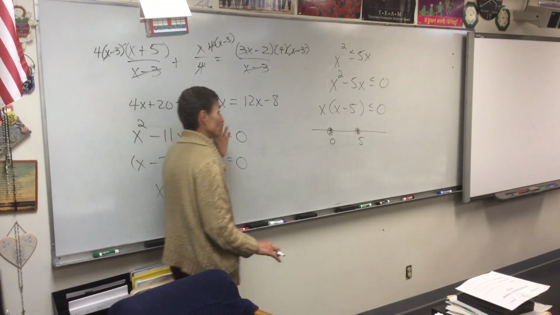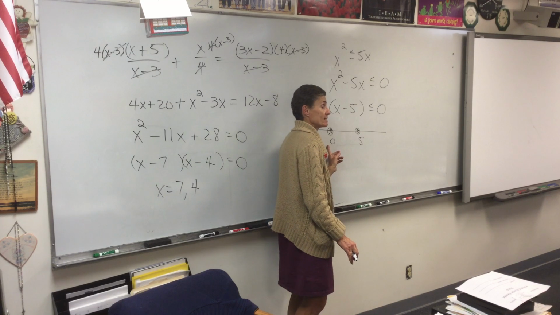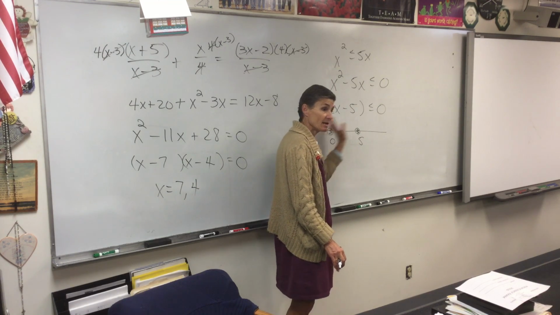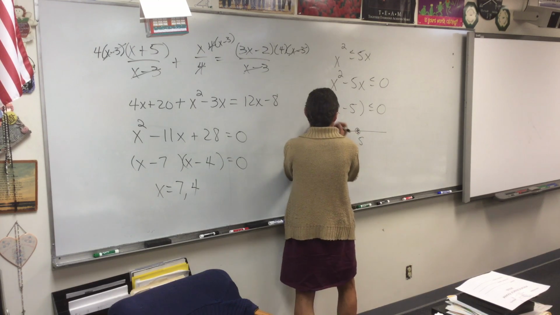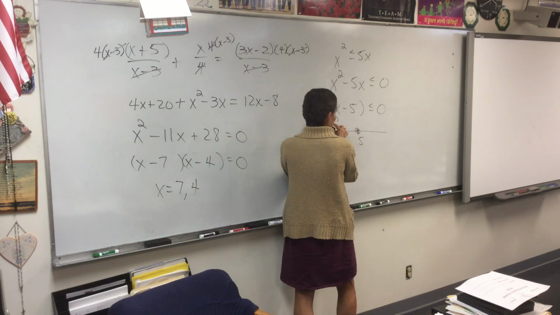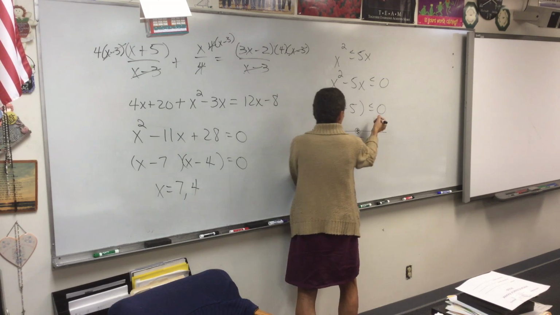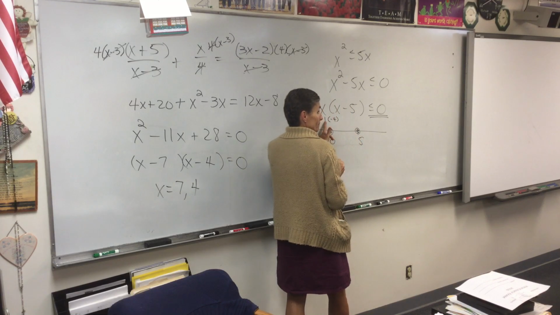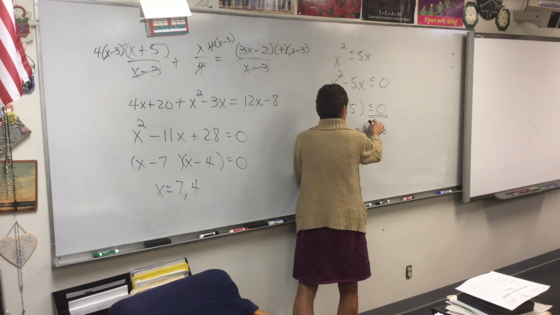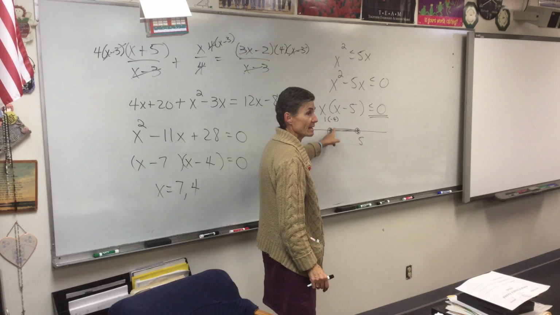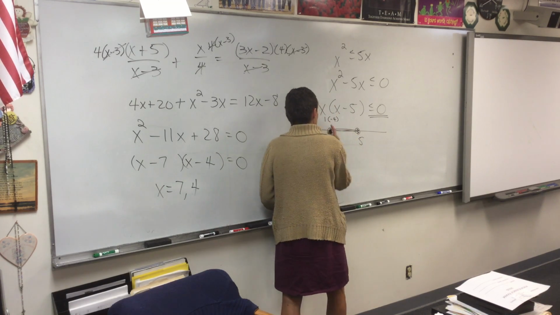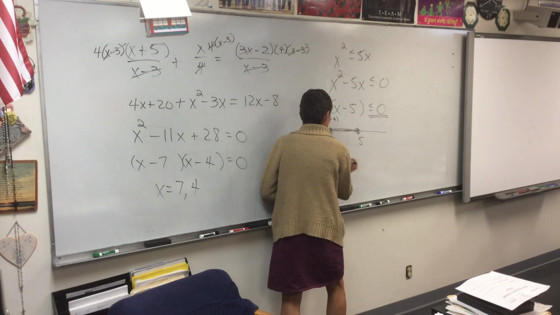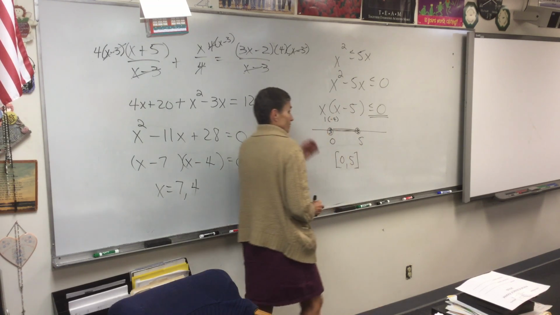Now I'm going to pick a number, and we like to pick 0, but we can't this time because you can't pick a dot. Pick any other number, but it can't be a dot. So 1 is fine, 1 is in here. If I put in 1, I get 1 times negative 4. Does that meet my expectation? Yes. Less than 0 means negative, and 1 times negative 4 is negative. So that works. So that's my answer, everything from 0 to 5.